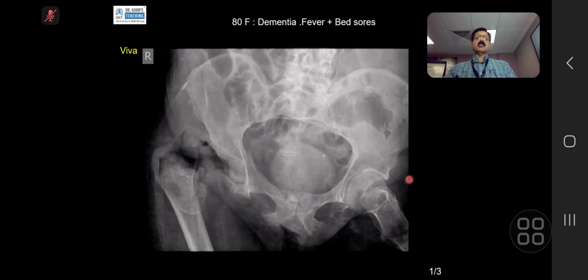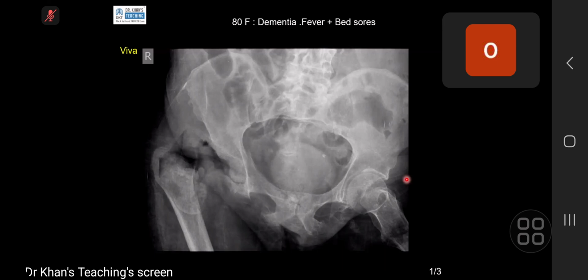This patient is 80, female, dementia, fever, bed sores. Over to you. I'm presented with a pelvis radiograph of an old age female patient. I can see that there is destruction of the femoral head with dislocation, and also there are multiple air locules projecting over the proximal end of the right femur.